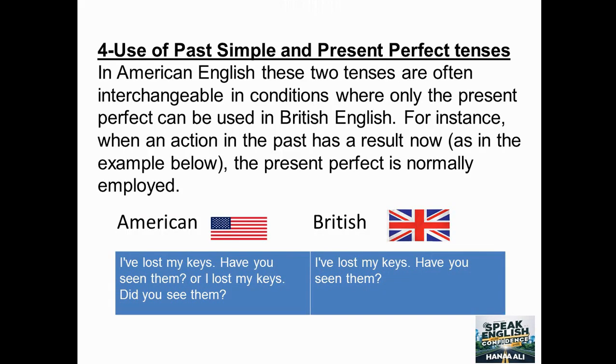4. Use of past simple and present perfect tenses. In American English, these two tenses are often interchangeable in conditions where only the present perfect can be used in British English. For instance, when an action in the past has a result now, as in the example below, the present perfect is normally employed.